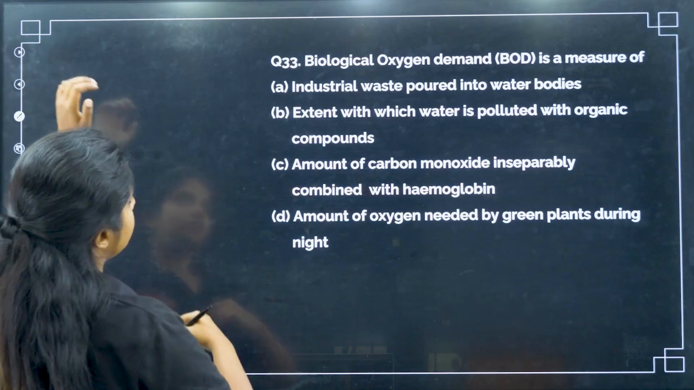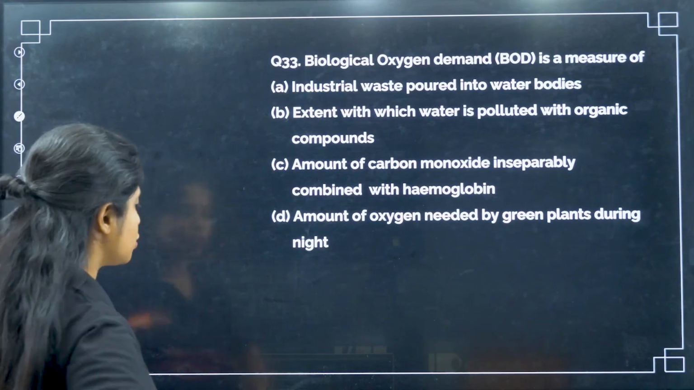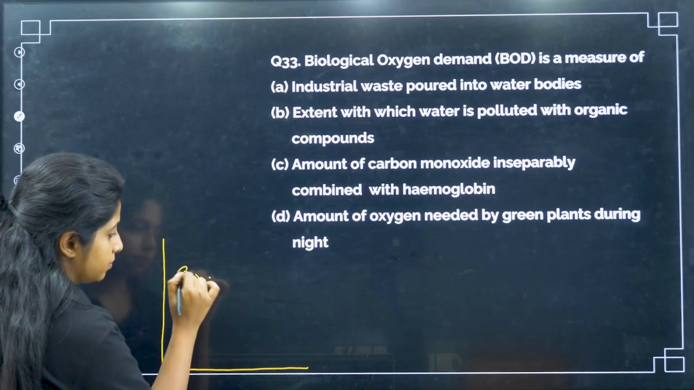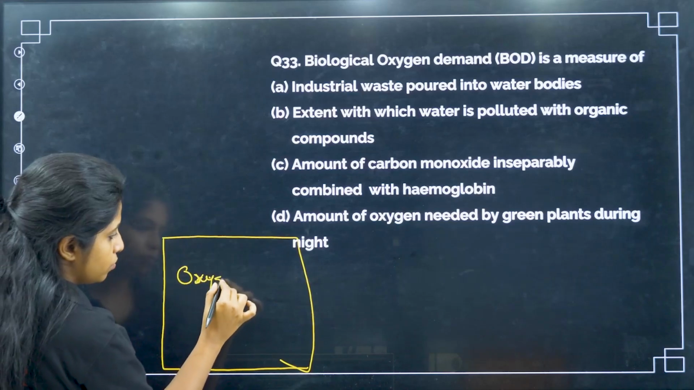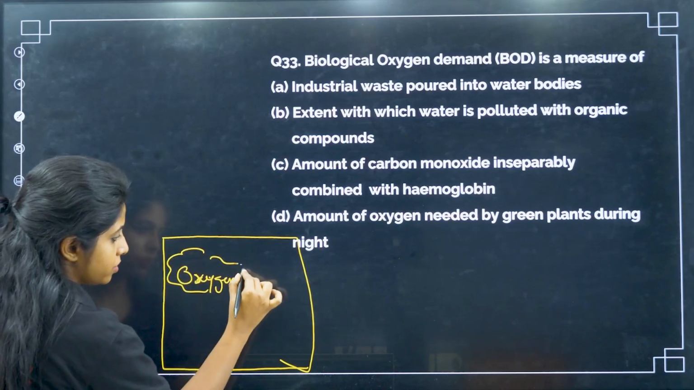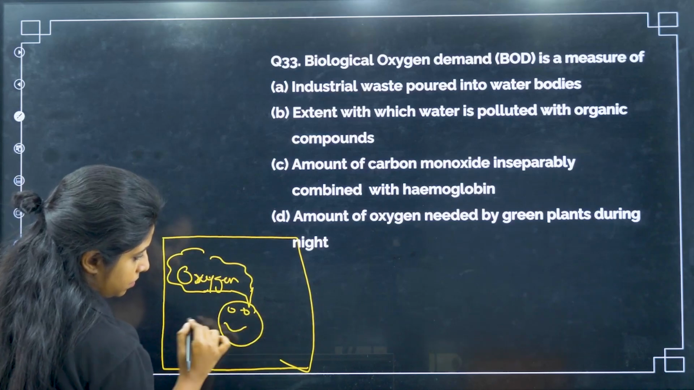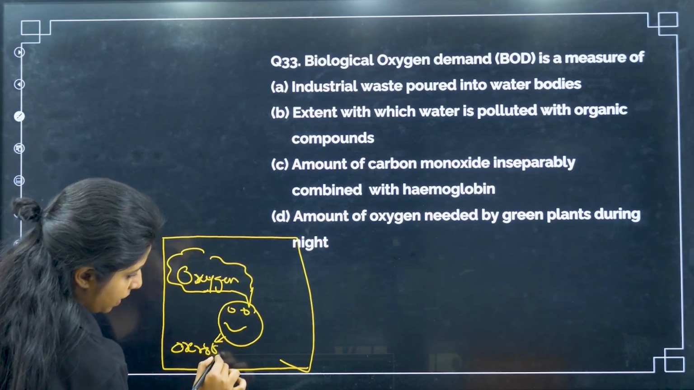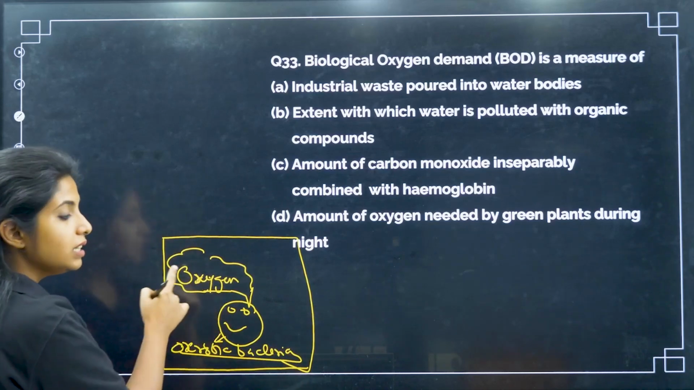Now 33. Biological oxygen demand is a measure of what? Who is demanding oxygen, my dear children? Who is crying out for oxygen? It is none other than the aerobic bacteria. The aerobic bacteria who need oxygen.